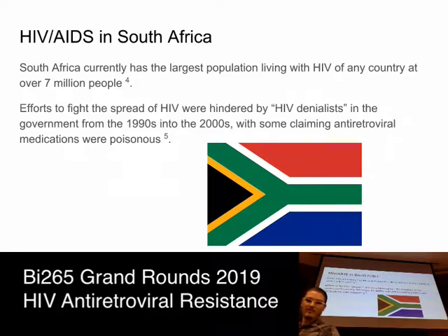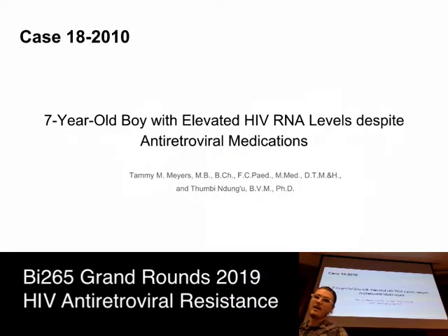So all of this is to tell you about a case of a 7-year-old boy in South Africa who contracted HIV in utero and went through an ordeal where just about everything that can go wrong with antiretroviral medication did go wrong. James, I'll tell you more about that.